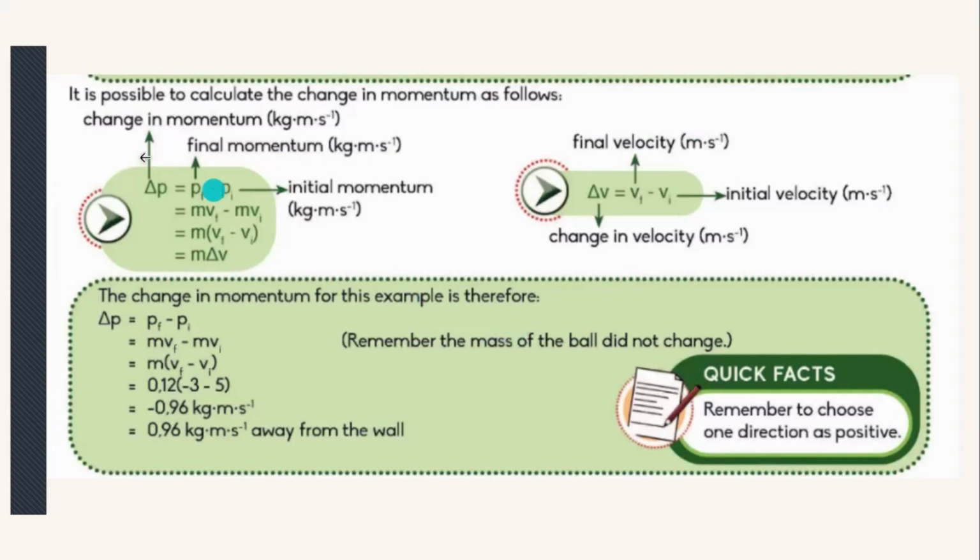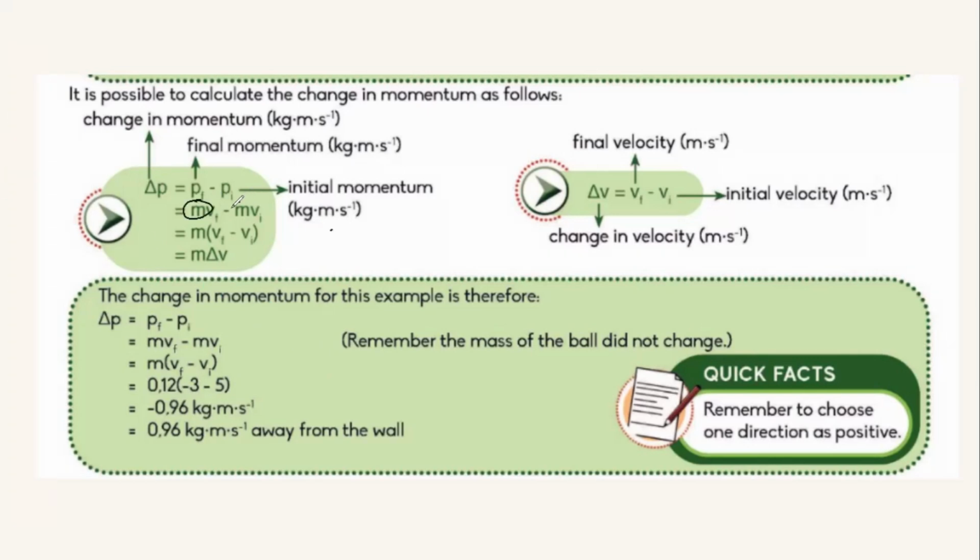Whenever you have a change in anything in physics, you always say, what was the final value minus the initial value? And that is the change. This happens with your momentum as well. My final momentum subtracted from my initial momentum will give me the change in momentum. However, we can also use a little bit of maths here, and we can see that our mass is not going to change.